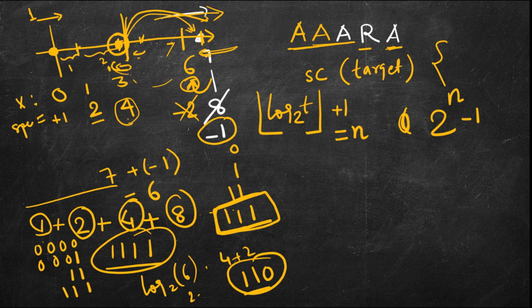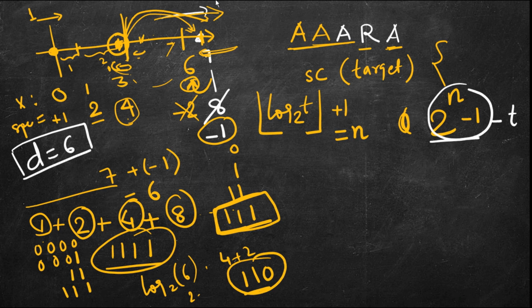And then when you reach 7, your distance from target has reduced. Originally you were at 0 and target was at 6, so the distance was 6 from your position to the target. Now you have reached close to the target. You have just overshot. So now the difference is 7 minus 6, that is 1, or 2 to the power n minus 1 minus target in general. So this is the new distance.